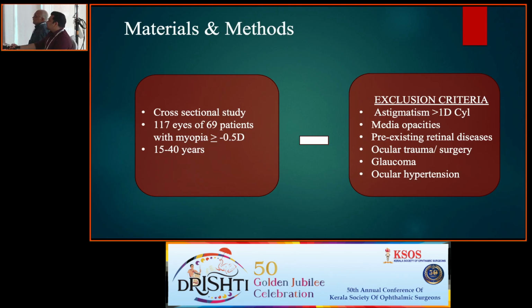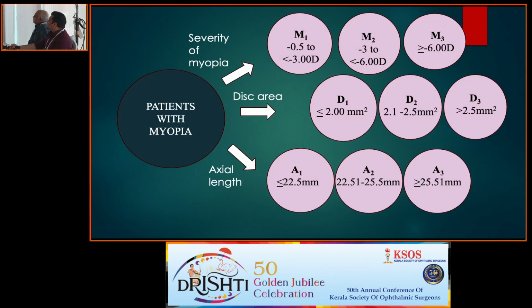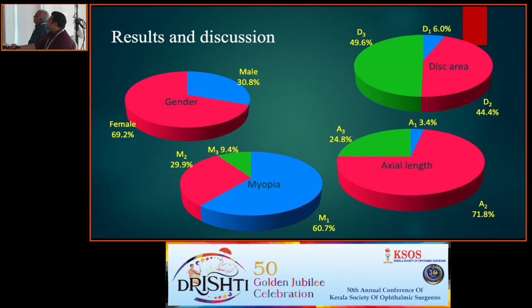Not evenly distributed, sir. Actually, for the disc area, we had a lot of patients in the large disc group, and also in the moderate axial length and in the low myopia group. So there was a slight variation due to that. That is, yes, the confounding.